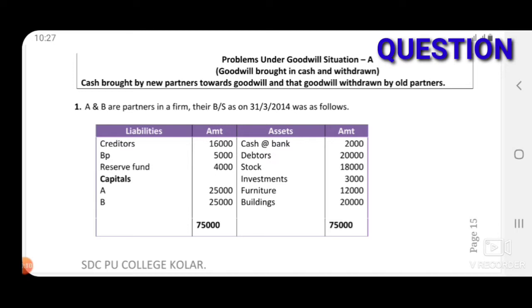So today in this session I will show you how to prepare 3 steps under admission of a partner, that is revaluation account, partner's capital account and a new balance sheet.